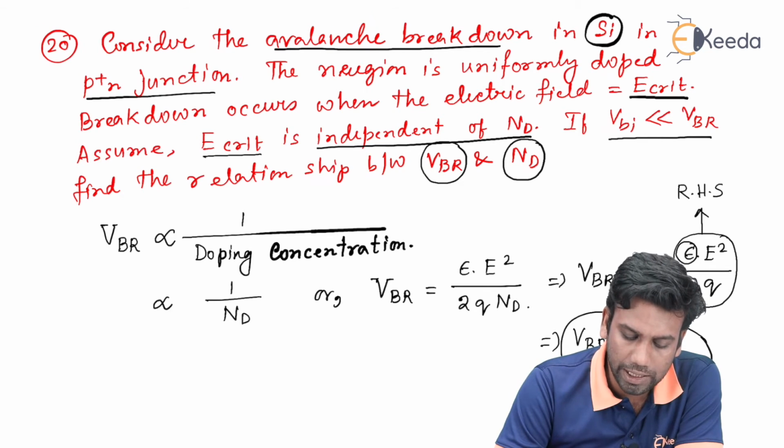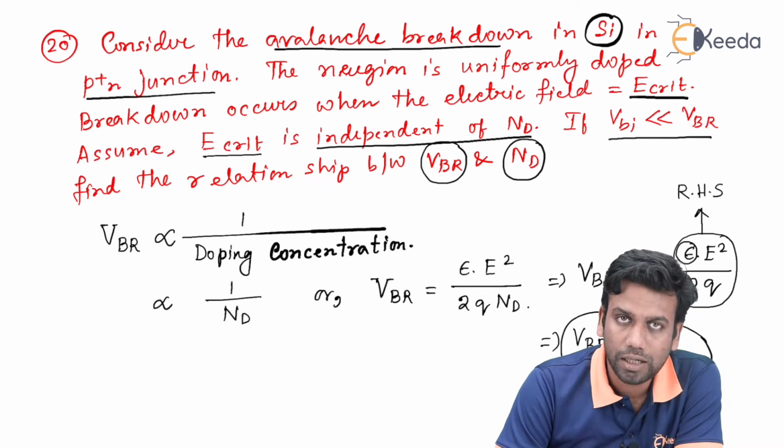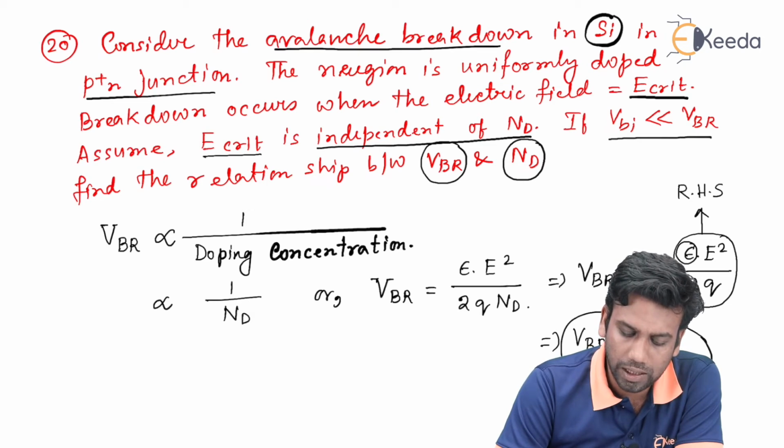In this way, we can find the relation between the breakdown voltage and the doping concentration of the diodes.